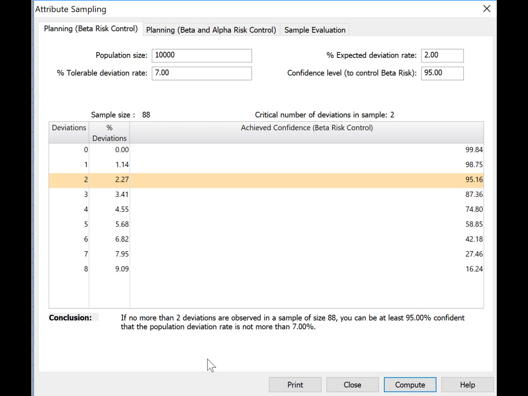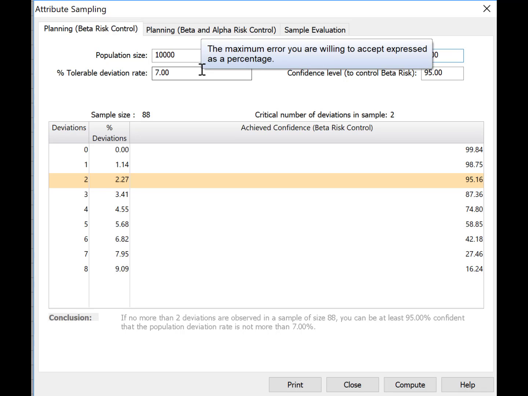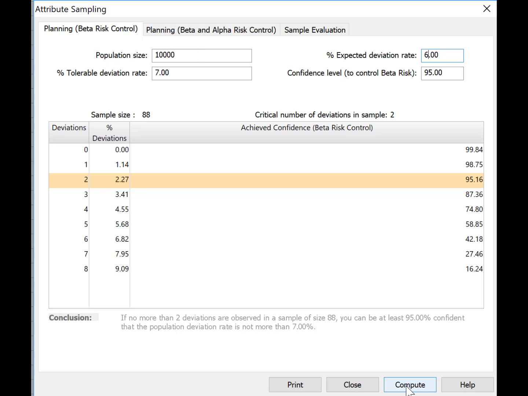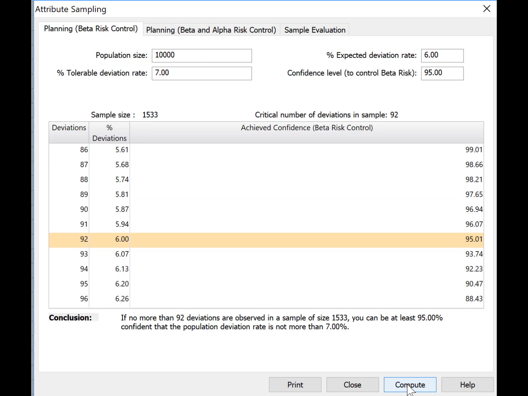Well, here in the sample size, you notice that the sample goes down to 88. So in this case, what we're saying is, if no more than 2 deviations are observed in a sample of 88, we can remain 95% confident that the population deviation rate is not more than 7%. However, let's say we change this to 6%. So in this case, the expected deviation rate is getting closer to the tolerable deviation rate.